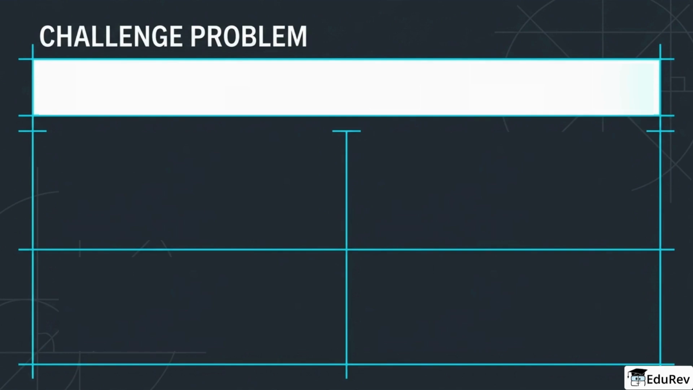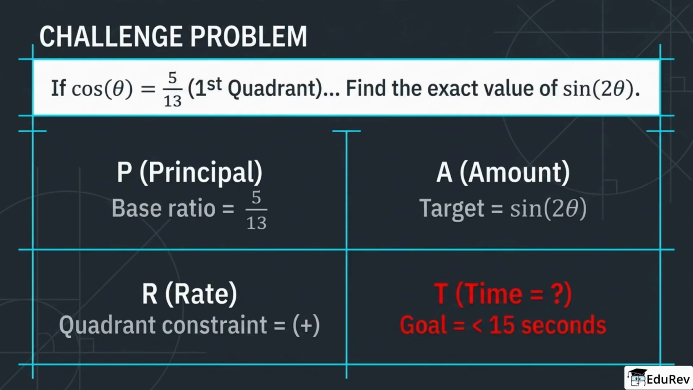This challenge problem is a clean test of whether you understand quadrant-based trig values. You are given cosine theta equals 5/13 in the first quadrant and asked for the exact value of sine of 2 theta. The quadrant condition matters because it guarantees a positive sine value. The real skill here is not just solving the problem, but recognizing that the ratio 5/13 immediately suggests a 5-12-13 triangle, which makes the rest much easier.